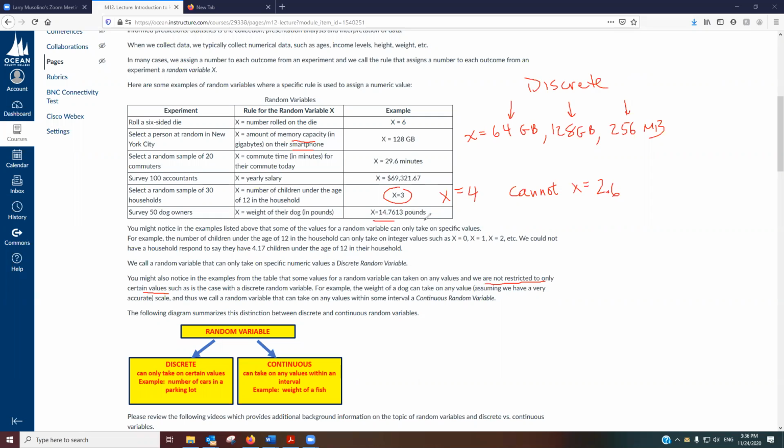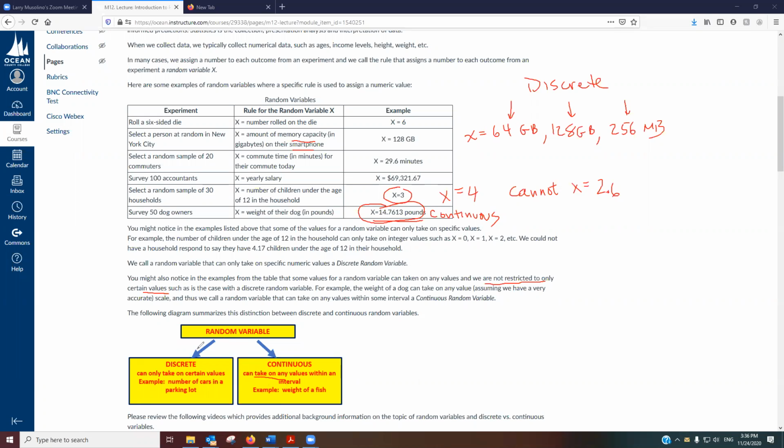How about the weight of a dog? Well, really, I'm not restricted to any weight. That weight can be any number. Imagine you have a very accurate scale. It could be 14.7613 pounds. So we call this a continuous random variable. Continuous means it can take on any values.